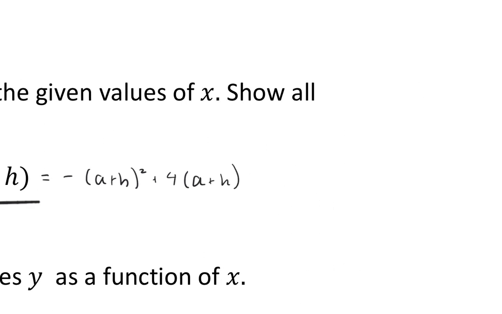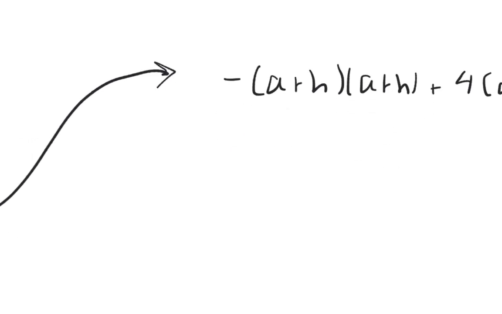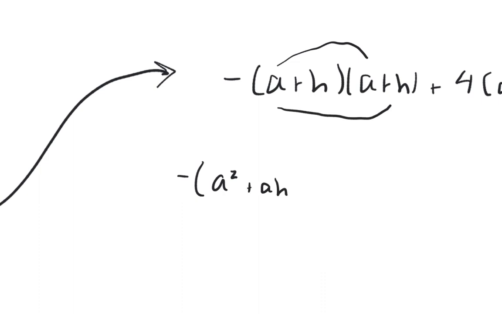Now what I'm going to do is write this over here so I can FOIL it out. I have negative (a plus h) multiplied by (a plus h) plus 4 times (a plus h). So this part here is going to become, first is a squared, outside is plus ah, inside is plus ah, and then last will be plus h squared.